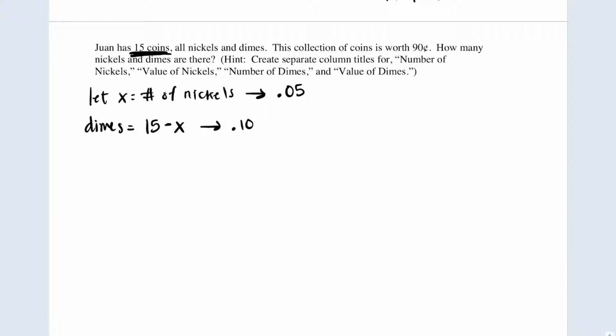Okay, so what am I doing to these things? Well, I know that I'm going to be adding the number of nickels to the number of dimes, right? So I'm going to do this. I'm going to write 0.05 times x plus 0.10 times 15 minus x. And when I add these two things together, they're going to come out to 90 cents.